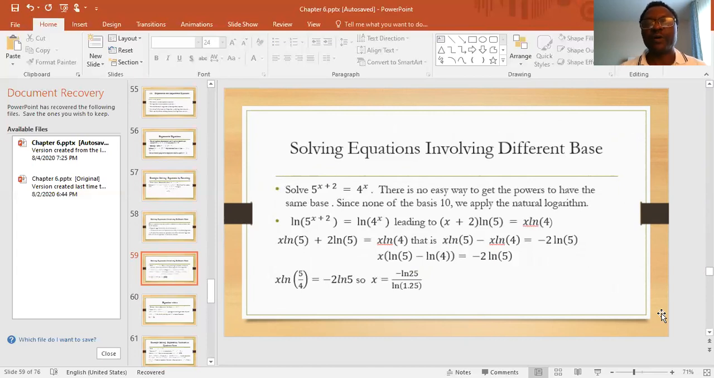Example, 5 raised to the power x plus 2 equals 4 raised to the power x. We may just apply the natural logarithm to both sides and then maintain the logarithm to solve the equation as we did in this example.